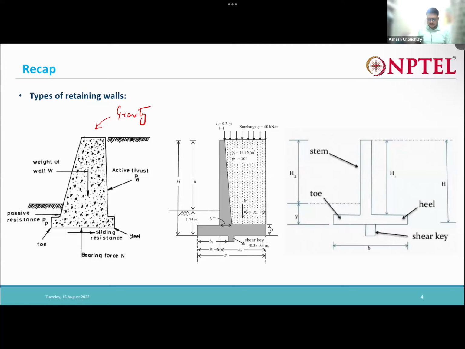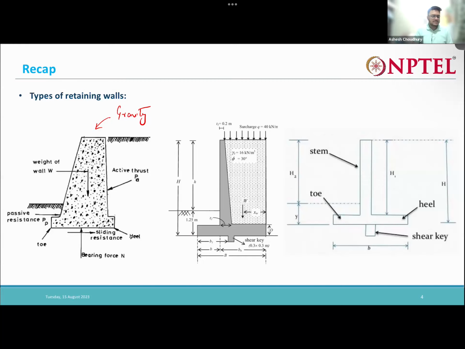So in a gravity retaining wall, the weight of the structure, the weight of the wall, is what resists the active thrust or whatever other forces are coming. Generally it is made up of plain concrete only. Okay, this is a huge structure. So that is the gravity retaining wall.